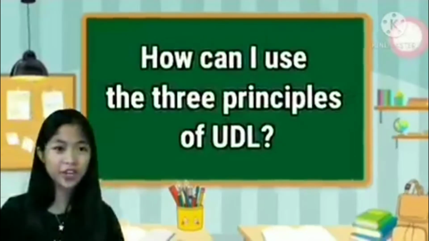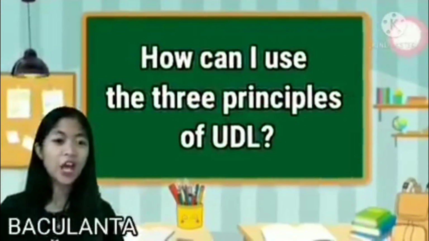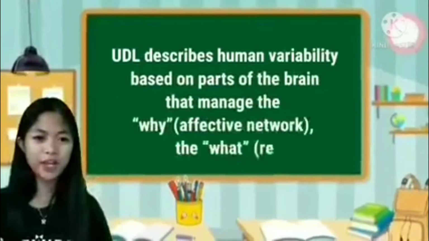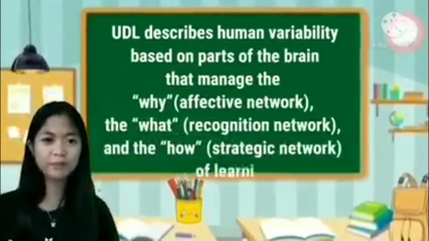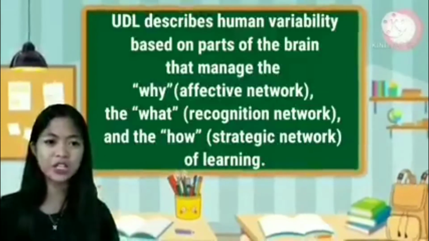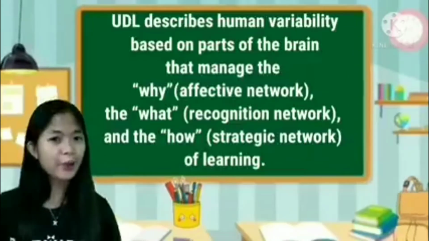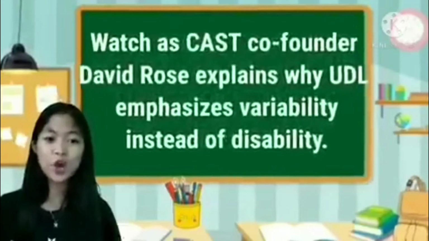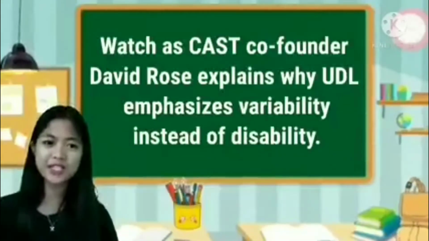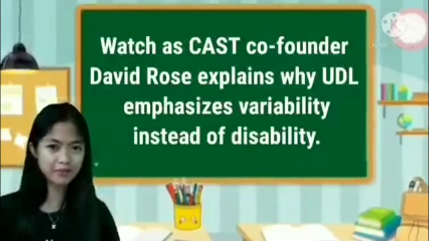How can I use the three principles of UDL? UDL describes human variability based on parts of the brain that manage the why, the affective network, the what, the recognition network, and the how, the strategic network of learning. Now, let us watch as CAST co-founder David Rose explains why UDL emphasizes variability instead of disability.